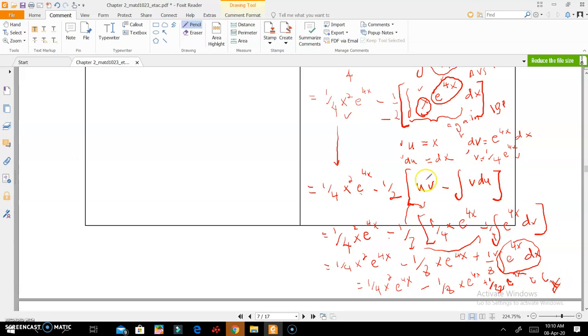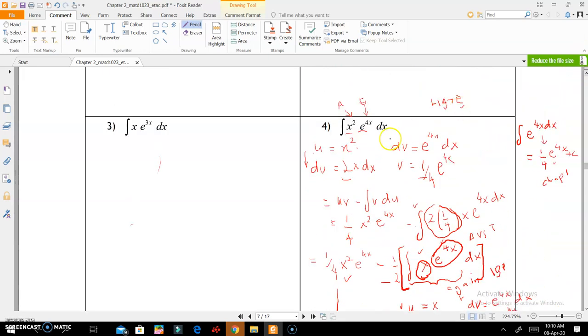Okay, so basically what I'm going to say here is if you have x power of 2 and e to the 4x, you need to deal with integration by parts twice. If I change this power 2 into 3, let's say we have a new question, integrate x cubed e 4x dx, we need to deal with the integration by parts 3 times.